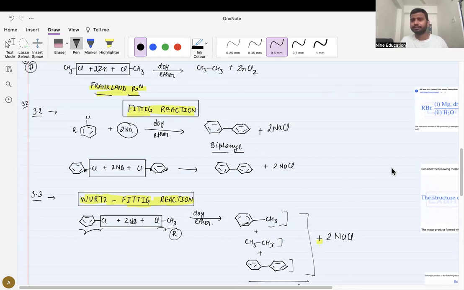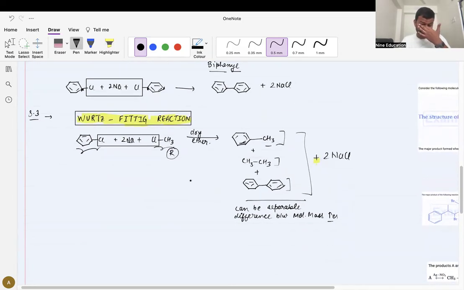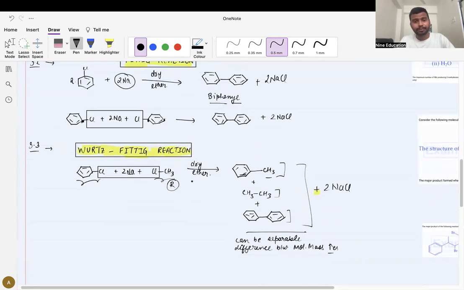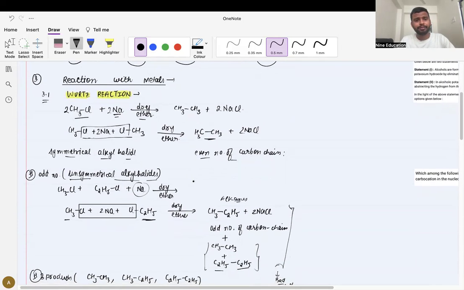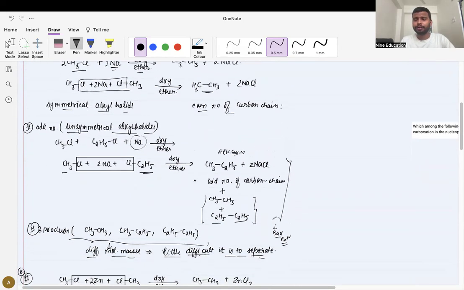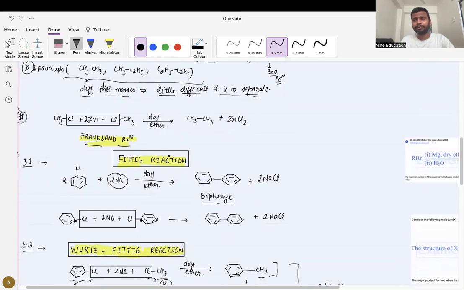Simple it is. डिफरेंस किसी में कुछ नहीं है भाई, everyone is same. No difference between Wood's Fittig, बेटा. कोई डिफरेंस नहीं है. एवरीवन सेम है. That is, see, Wood's is for aliphatic and Fittig is for aromatic. Simple. If you use zinc in place of sodium, that is Franklin reaction.